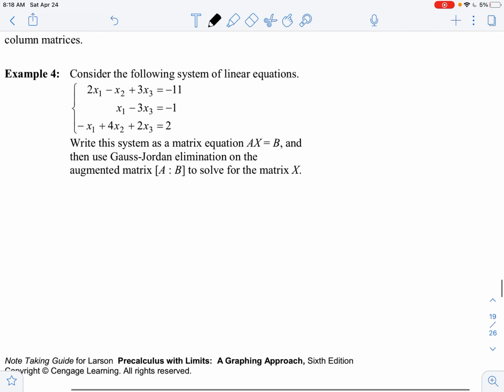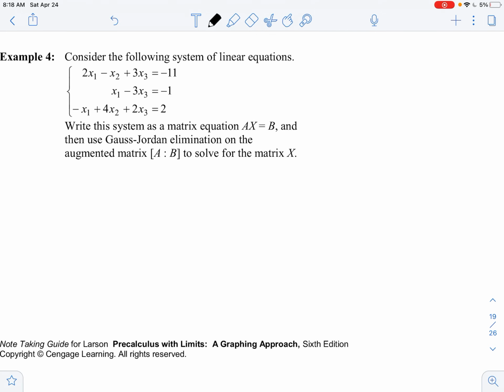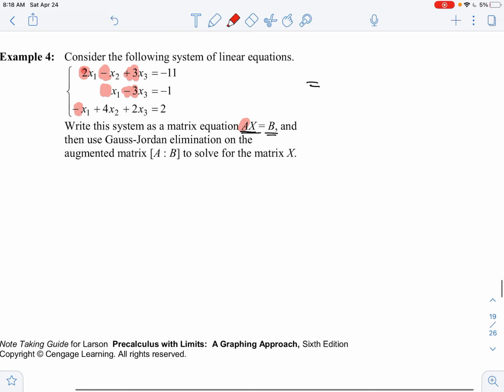So if we consider the following system of linear equations, write this as a matrix equation, A times X equals B. So remember, the number in front is going to be the A matrix. So we've got 2, there's this -1, 3, there's a 1 in front of the x1, this is a -3. So basically, the coefficients in this case are going to be the A matrix.